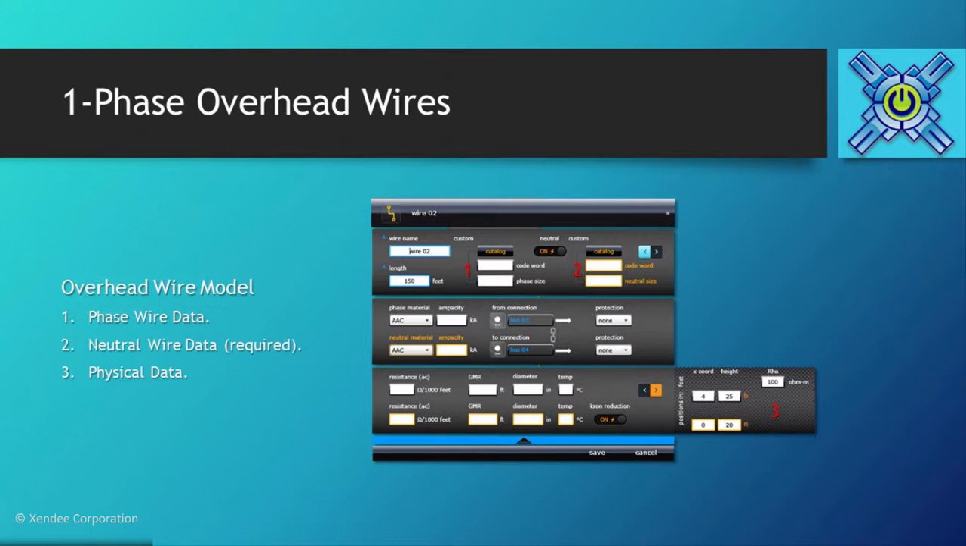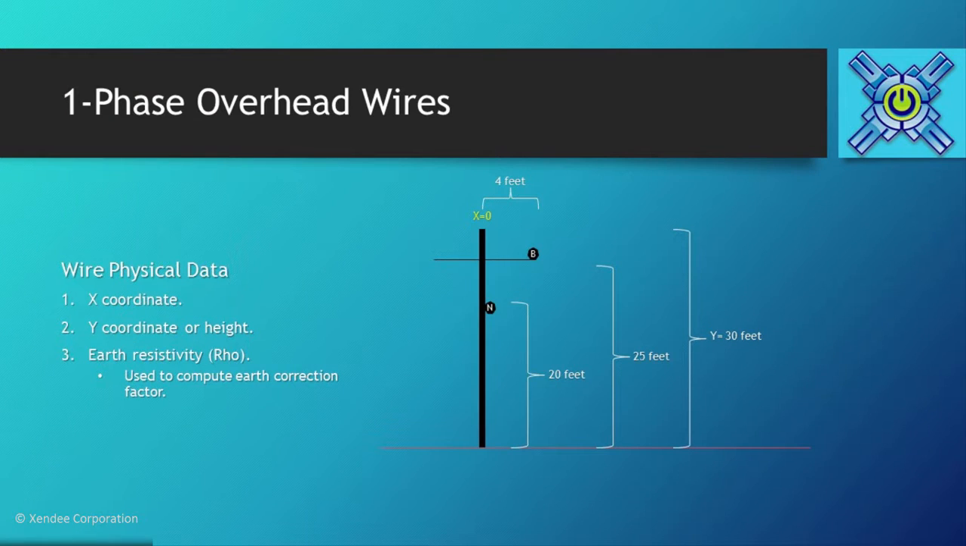The first step is to provide conductor data for both the phase and neutral wires. Additionally, we will need to indicate the position of the conductors. Consider the following configuration for a 2-conductor single-phase overhead wire installed on a 30-foot utility pole.